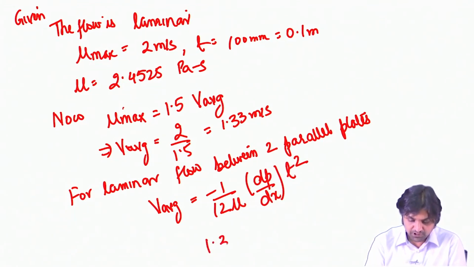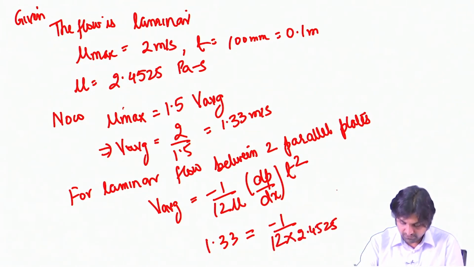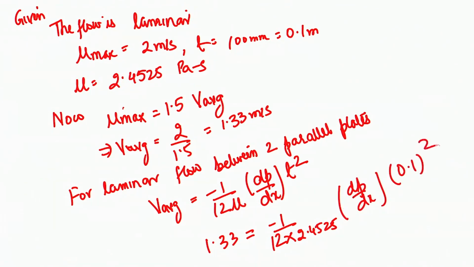We simply start putting in the values of V average. Minus 1 by 12, mu is 2.4525 as given in the question. Dp dx we do not know and thickness we know, 0.1 square. On solution, if you use the calculator, you will get dp dx is equal to minus 39142 Newton per meter square per meter. So, this is the first part, where the first thing that we do is we obtain dp dx.